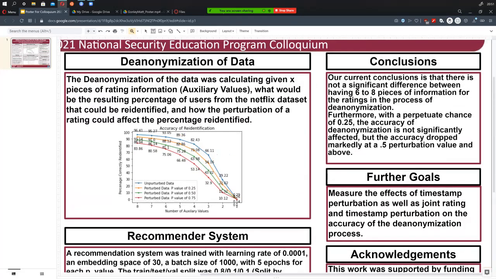So then our conclusion was that there's not a significant difference between having 6, 7, or 8 pieces of information for an individual in the Netflix data set, and that when you go beneath that, of course, you see a much larger gap in accuracy. And then we also found that the perturbation chance at 25% had a minimal impact on the score. Again, specifically at the higher number of values, but at 50% and higher, that's when you start to see a much larger drop.